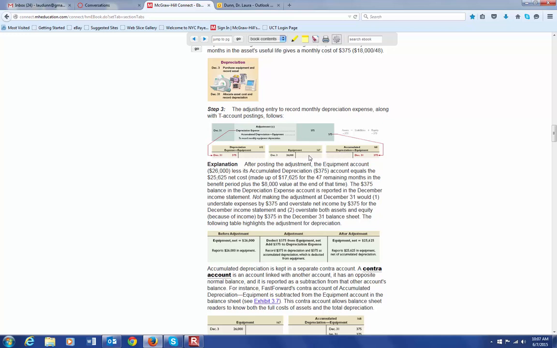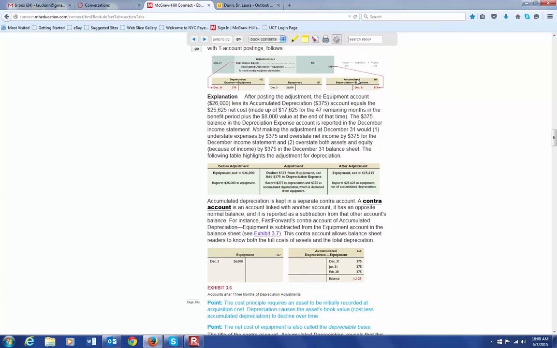We don't put it directly into the equipment account. It's just the way that things are done in U.S. accounting principles. We use this separate account over here to record the depreciation, accumulated depreciation. And it's on the credit side because it's detracting, taking away from the value of the equipment. And that's explained down here. This type of account that is reducing the amount of equipment is called a contra account. So accumulated depreciation is kept in a separate contra account. It's called contra because it's going against the equipment. And it's an account linked with another account, in this case equipment and accumulated depreciation, equipment. And it's going to have an opposite normal balance, and it's reported as a subtraction from that other account's balance.